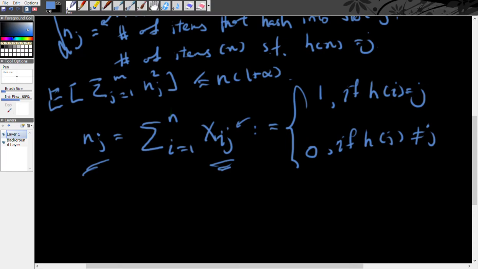Anyway, think about it this way. This is a random variable, so it can take on arbitrary values, and it's randomized.